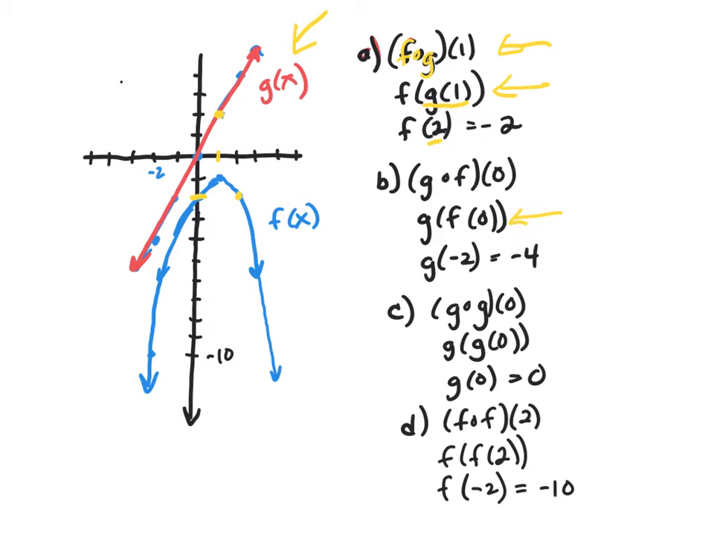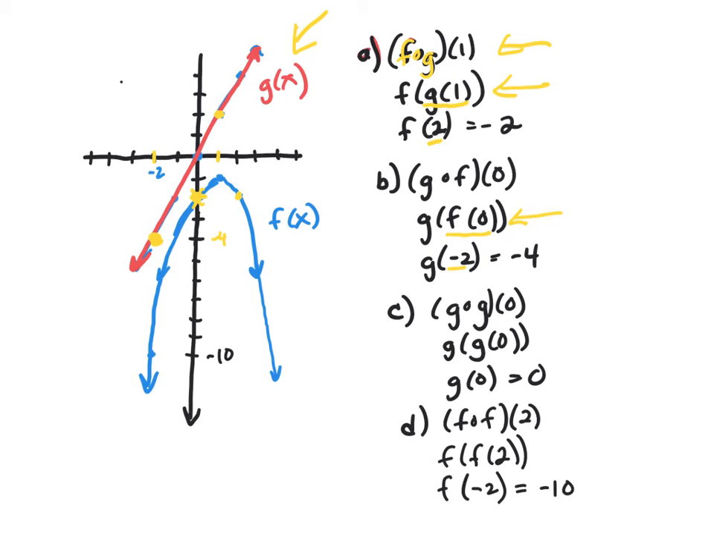Rewrite it in this form. Start on the inside and work your way out. F of 0. Go to your graph called f, which is your blue one, and when x is 0, you're right here, the y value is negative 2. Now find g of negative 2. So here's negative 2. What's the value? G of negative 2. When it's negative 2, on the red graph, the y value is negative 4.